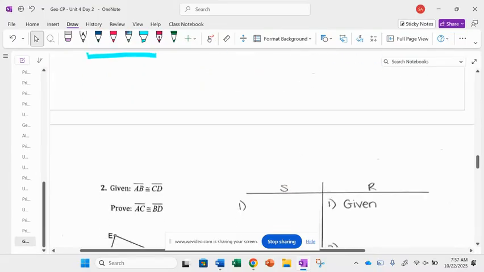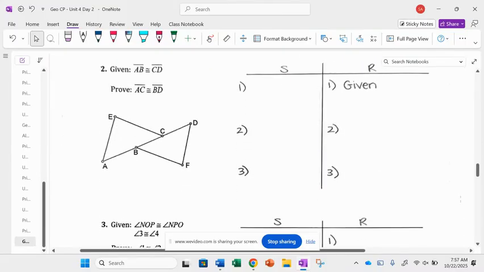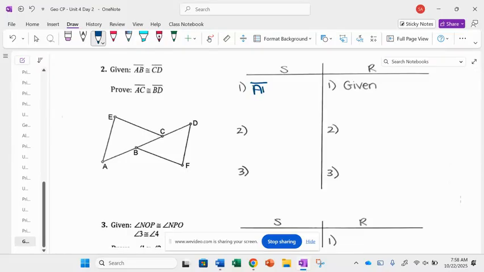All right, number 2. So this one's a little bit trickier and there's a new step in it that we haven't seen before. So our given is segment AB congruent to segment CD. So I wrote it in my proof and now I'm going to mark it. So segment AB congruent to segment CD.